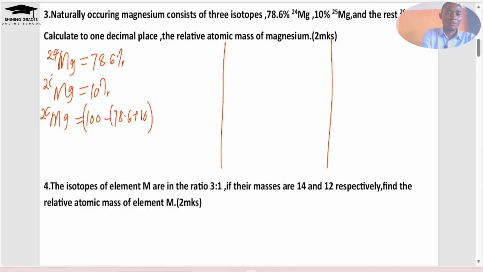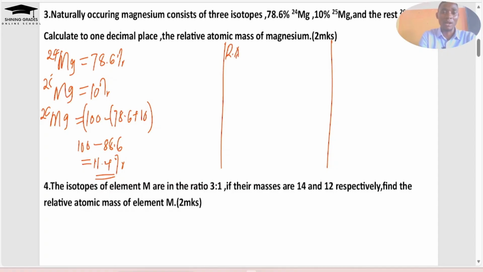So we are going to have 100 minus 88.6. So in this case, we are going to have 11.4% as the percentage abundance of isotope 26 of magnesium. Because I already have the masses and the percentage abundances, I will now be able to substitute into my formula.